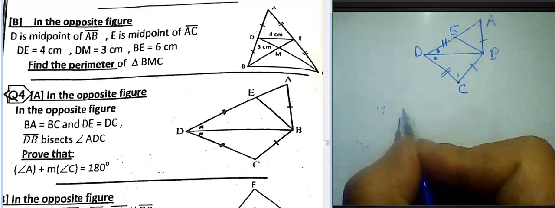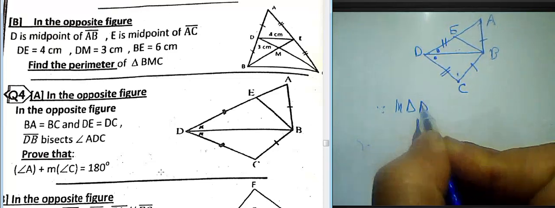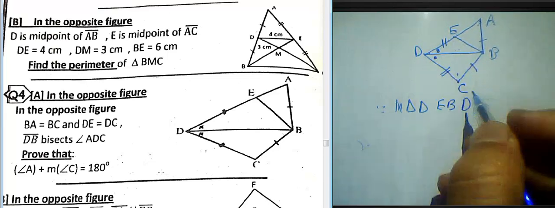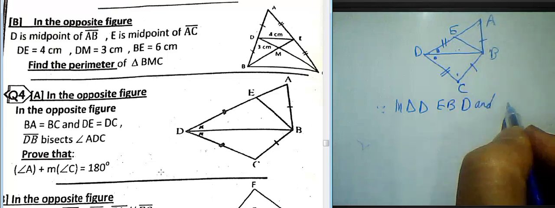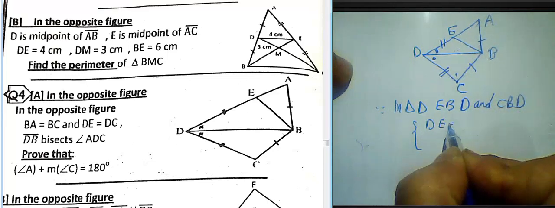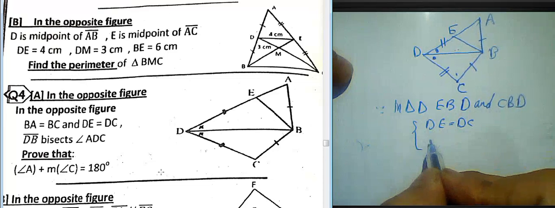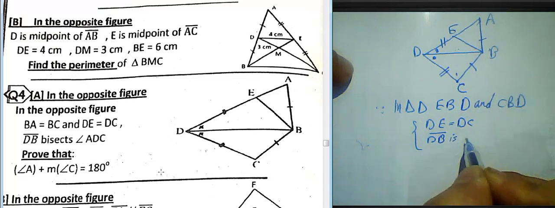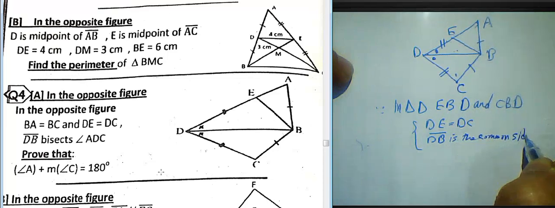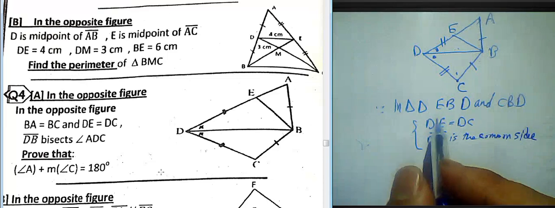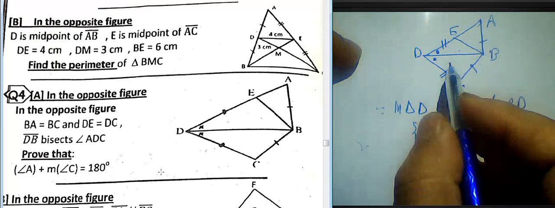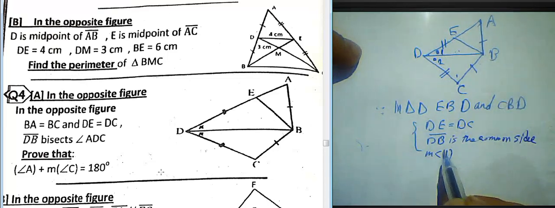Look, in the two triangles EBD and CBD, two triangles here, we have DE equal DC and DB is the common side between them, and we have again the measure of angle 1 equal to the measure of angle 2.